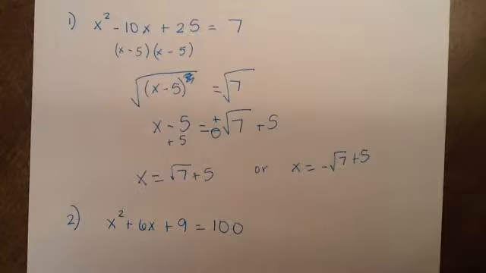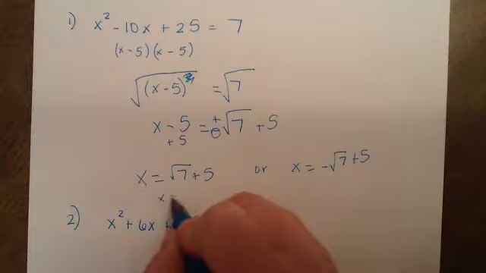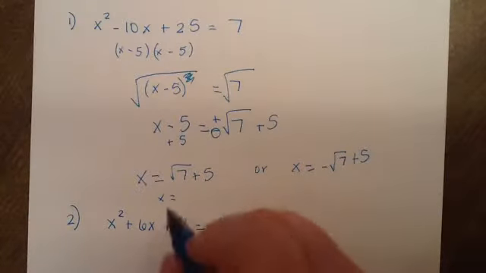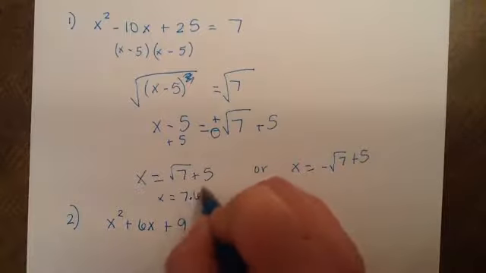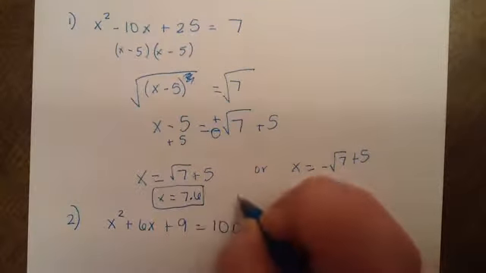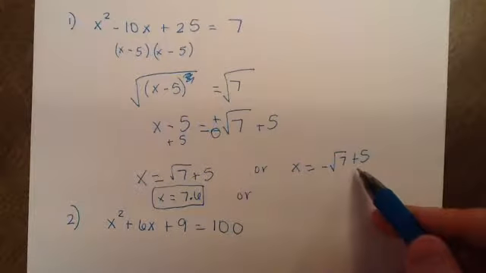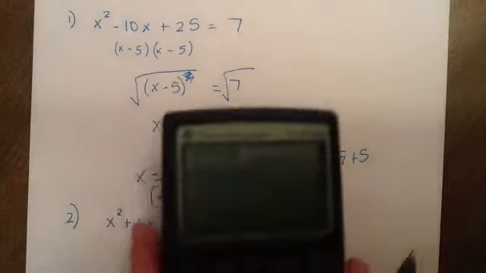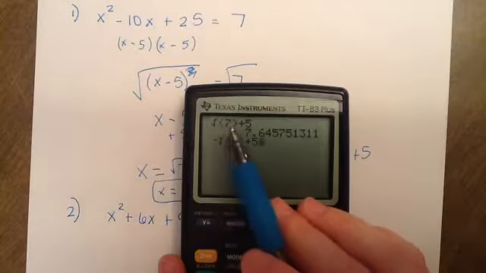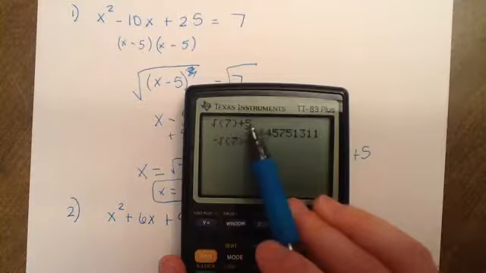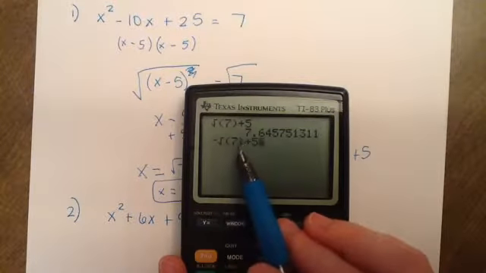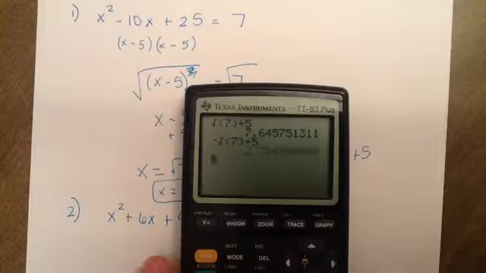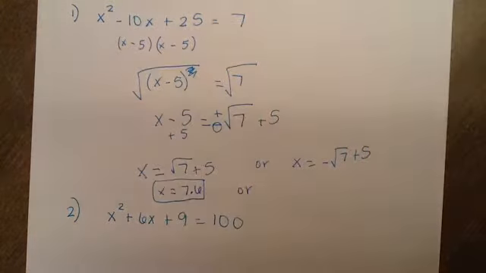Root 7 plus 5 and you get 7.6, or enter in negative root 7 plus 5. Now make sure when you enter in root 7 that you close the parenthesis before you add 5. You close the parenthesis before you add 5. And our answer, 2.4.